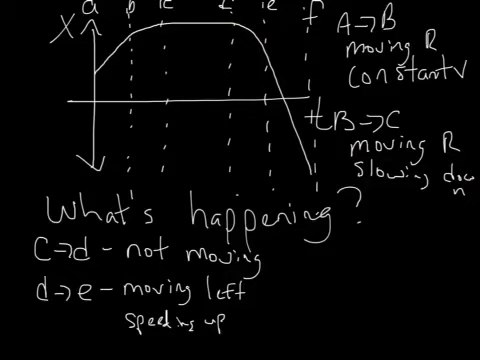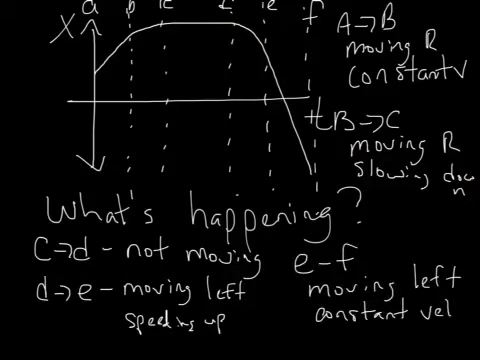And then lastly, we're going to look at E to F. Our last segment from E to F, we're moving left with a constant velocity. That's essentially a straight line there. No curvature, so there's no acceleration. So we are moving back to the left, and we're traveling with a constant velocity. Okay, next we'll look at a velocity versus time graph.